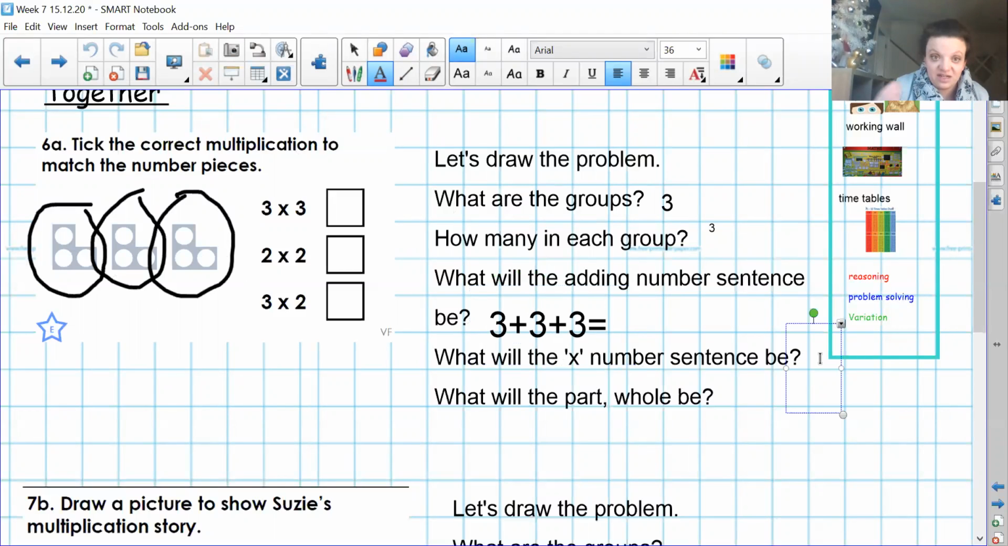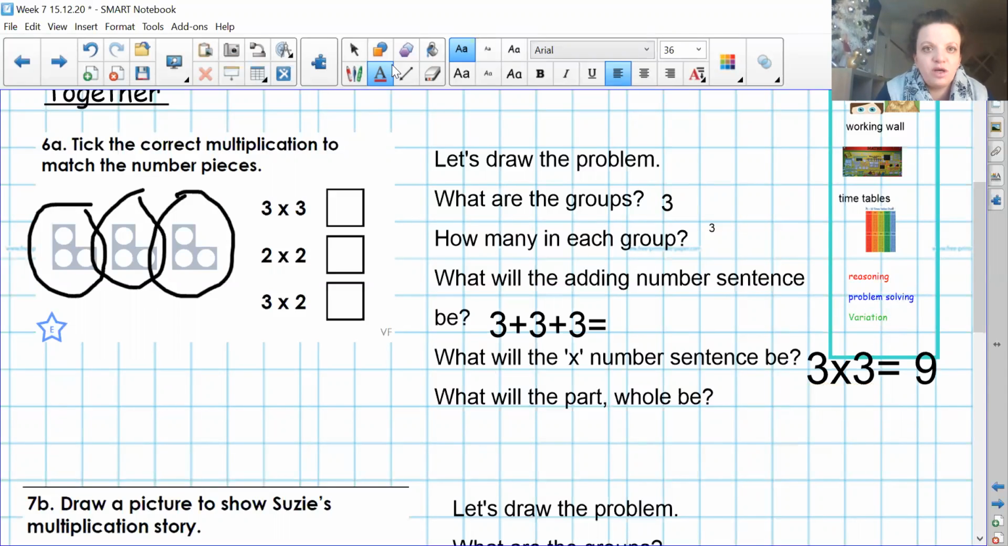If I want to write that as a times sentence, because I've got 3 groups of 3, I can get rid of the groups of and I can just put times. 3 times 3 equals. And what does it equal? What's our total altogether? Well, we know how to count in 3s, so let's go. 3, 6, 9. So our answer is going to be 9.